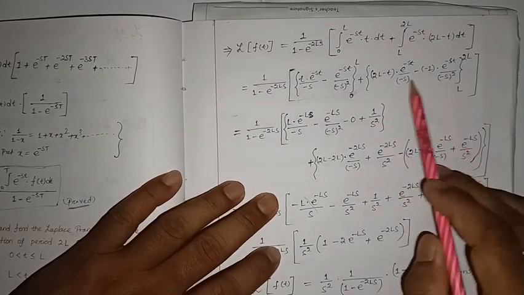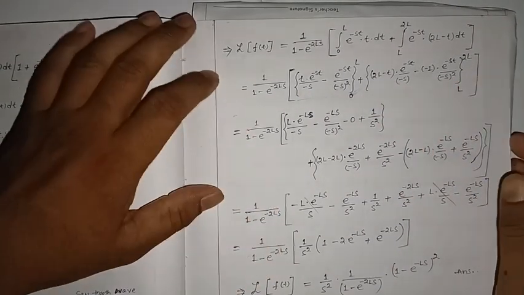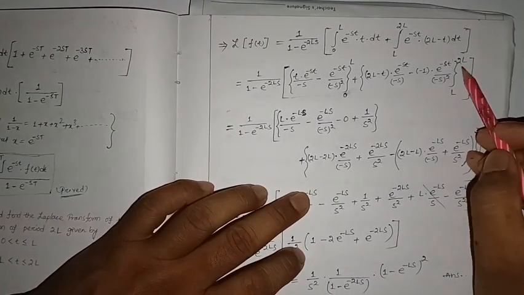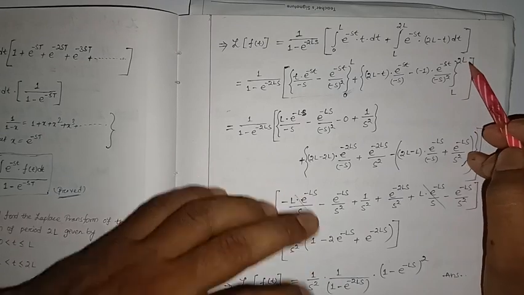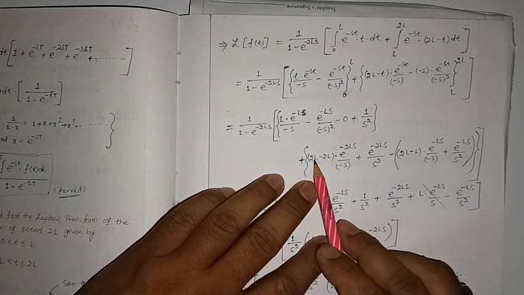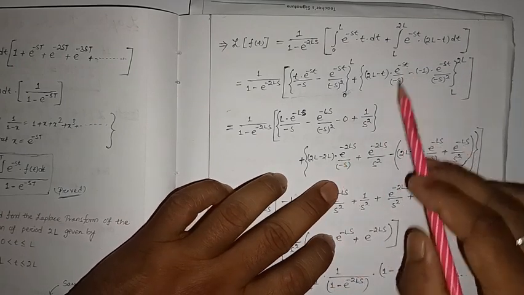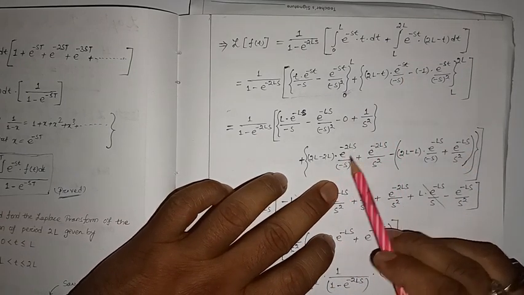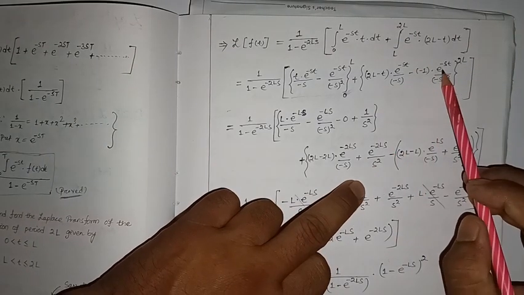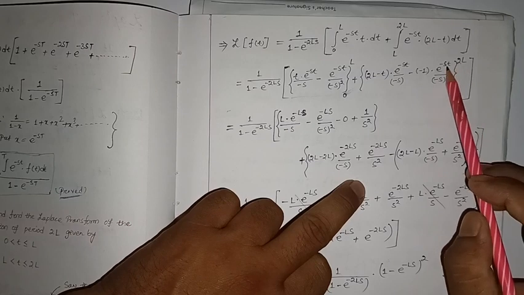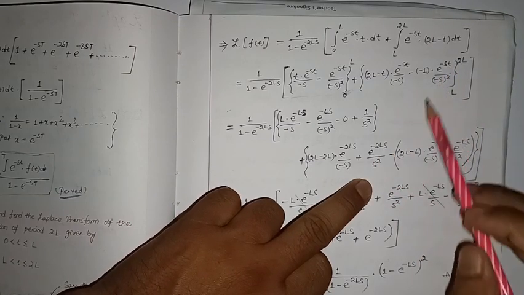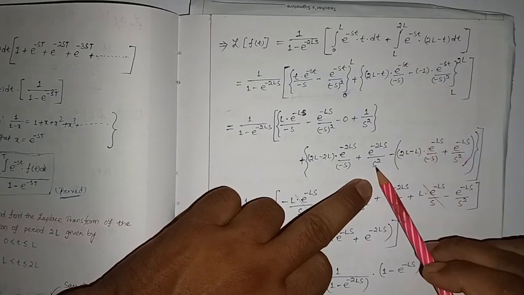Then for these two terms we have to put L and 2L as the limits. Carefully you have to watch. First we consider 2L. Here 2L minus t, that means we substitute 2L: minus 2L into e to the power minus 2Ls by minus s. Then this is minus minus, means plus e to the power minus 2Ls by, this will be minus s square, means s square.